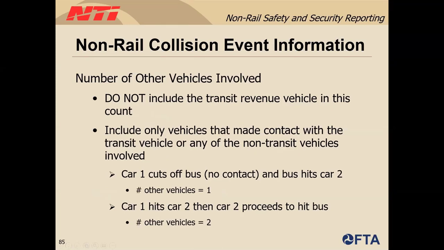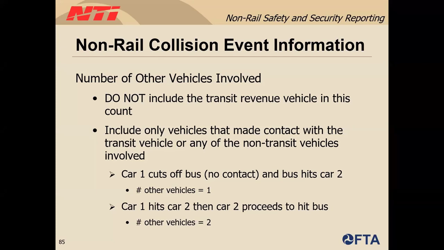The last selection is the number of other non-transit vehicles that were involved in the collision. Please note this box is not the total number of vehicles in the collision. It is only the number of non-transit vehicles involved. So please do not include the transit vehicle in this number. Let's look at a few examples of how to determine how many other vehicles to report. If car one cuts off a bus, but no contact is made, and the bus goes on to hit car two, the number of other vehicles to report is one, because only car two had contact.